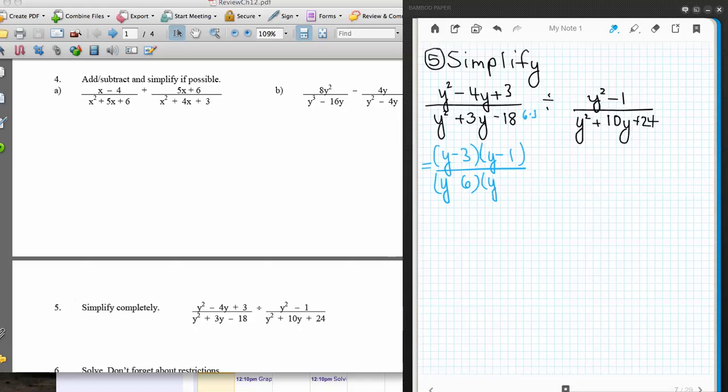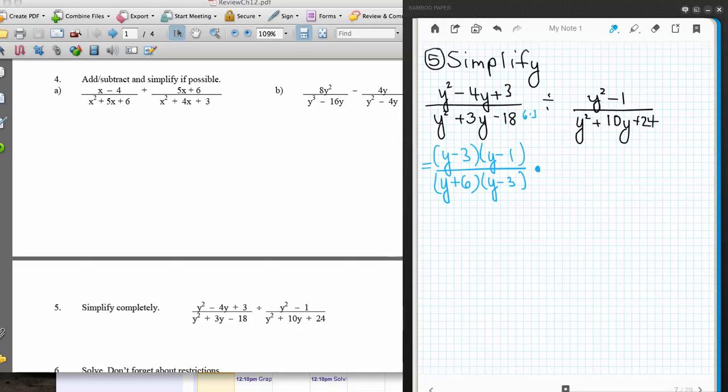Now I need to decide which signs are appropriate to go in there. Because it was a difference, I get one of each sign, and the middle term tells me this time that the plus sign will go with the 6 because it's bigger. So a positive 6 minus 3 is going to give me a positive 3.